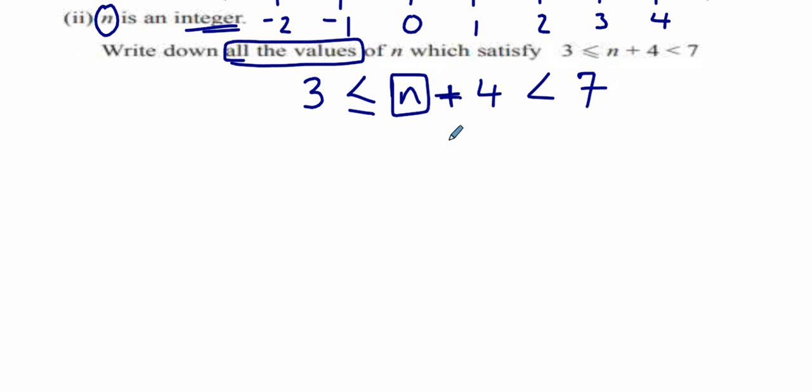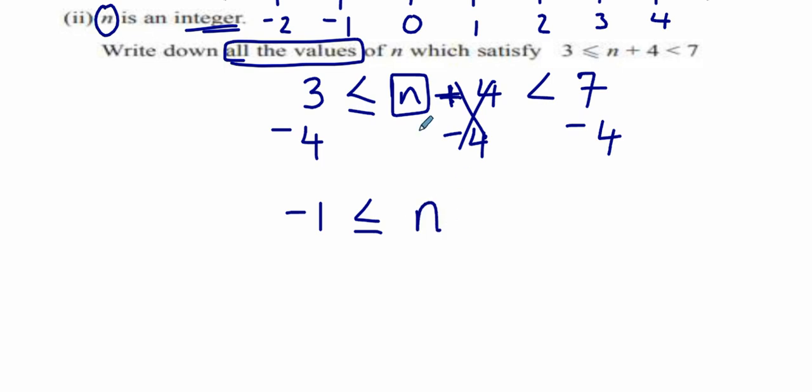This is positive 4, so you minus 4 here, you also minus 4 here, you also minus 4 here. Okay, remember what we said? 3 minus 4 is negative 1, less or equal to positive 4 minus 4, which tends to be 0. So n remains there. It's less than 7 minus 4, and 7 minus 4 is equal to 3.